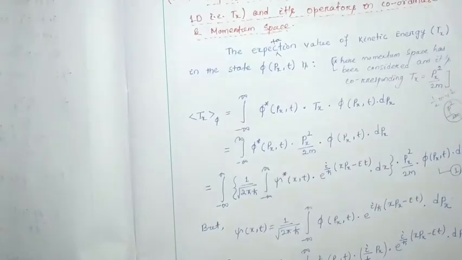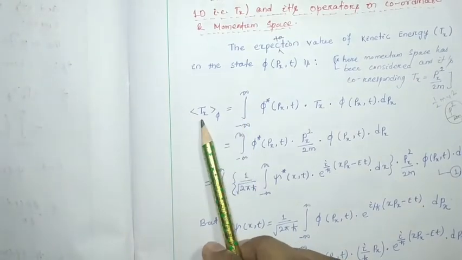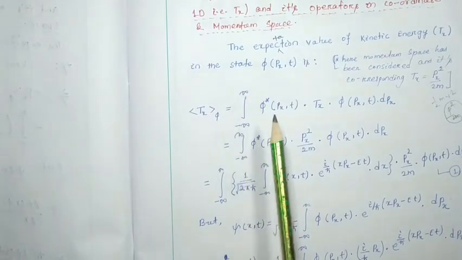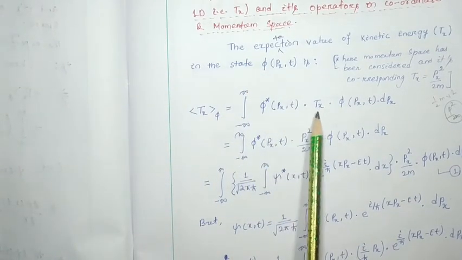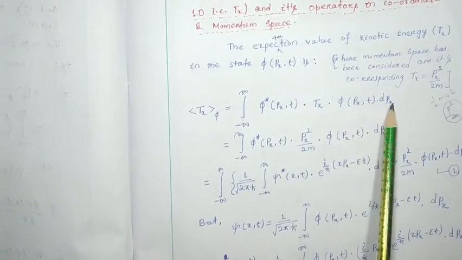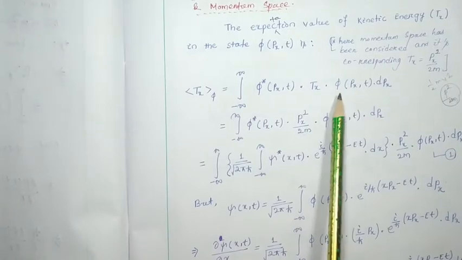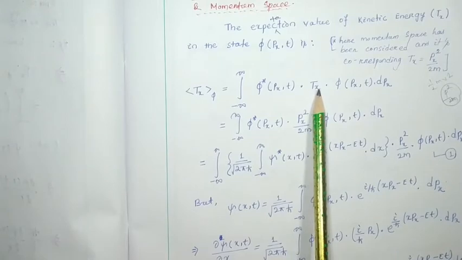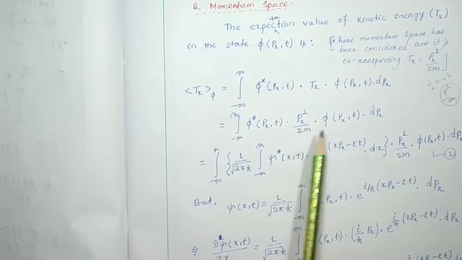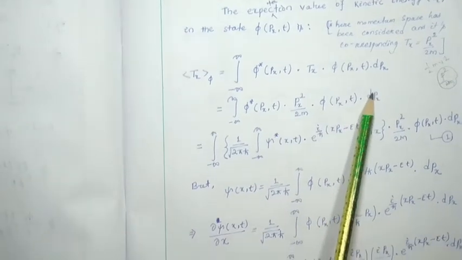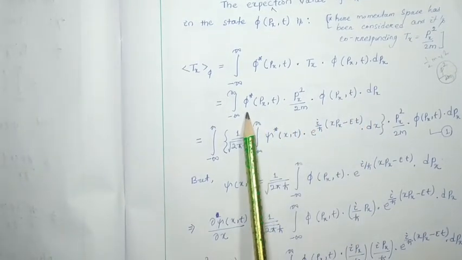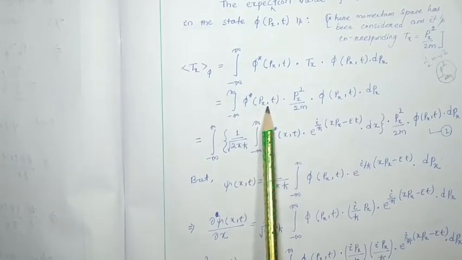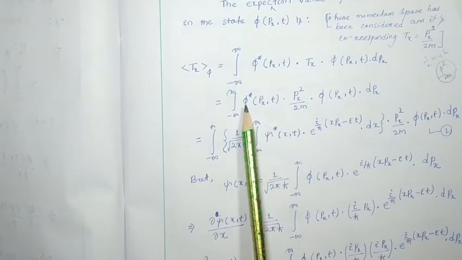Now if we consider the momentum space, the expectation value of Tx will be written as the integral from minus infinity to plus infinity of phi star (px, t) Tx phi (px, t) dpx. As it is momentum space, instead of Tx we can write its momentum form, that is px square by 2m, phi (px, t) dpx. Now I am going to write the complex conjugate of the wave function in momentum space, that is phi star (px, t).